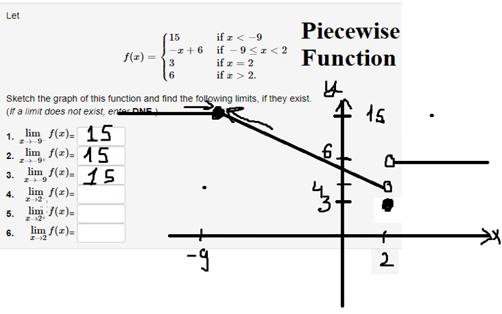The next one, 2 on the left. For 2 on the left, they will go from here to here. And this one is about positive 4. For 2 on the right, they will go in this way. So that is about 6. Because on the left and on the right of 2, they are not the same, the limit does not exist.